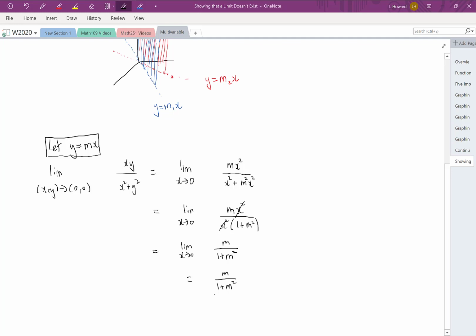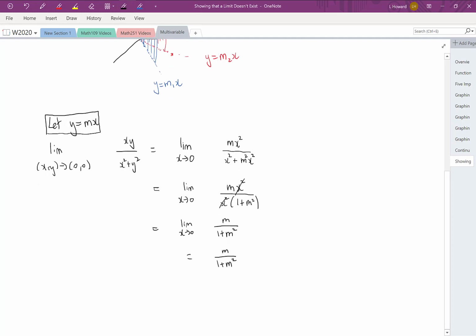The important thing here is that our answer depends on m. That's the exact thing that we said we were aiming for above. It means that the value of the limit depends on the path that you take towards your point, in this case the point (0, 0). That's enough to tell us that the overall limit as (x, y) goes to (0, 0) does not exist.